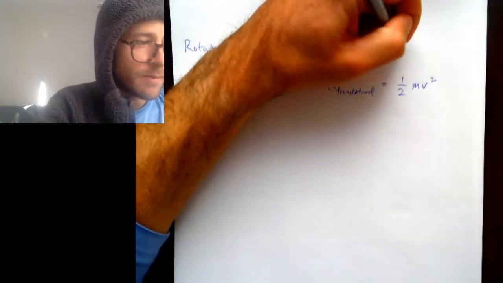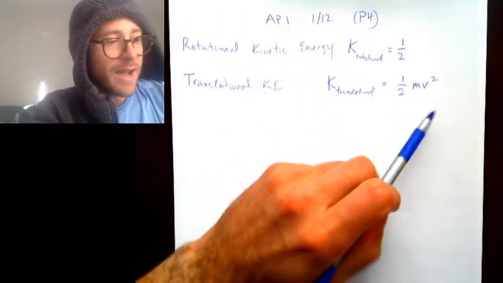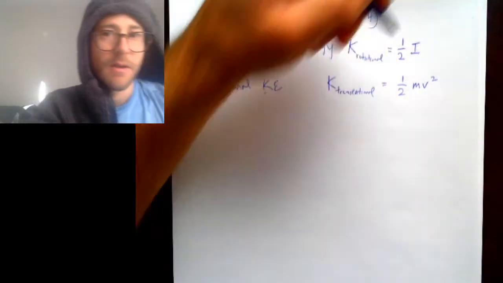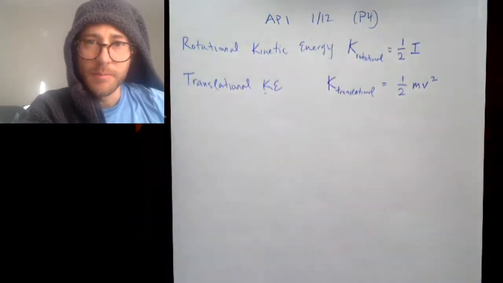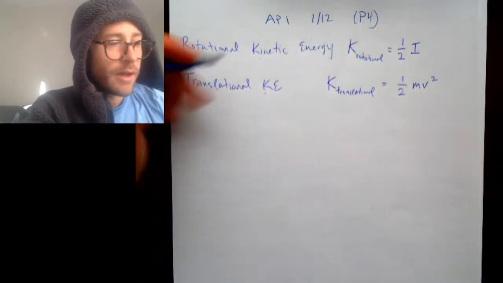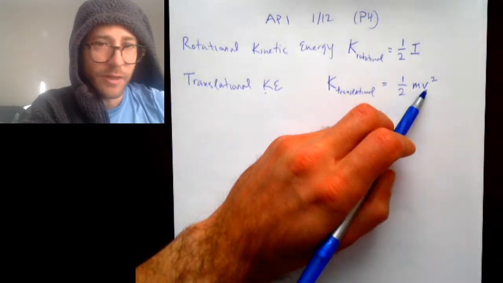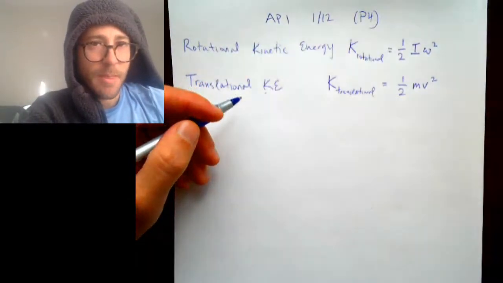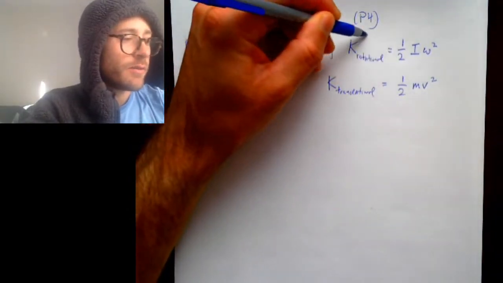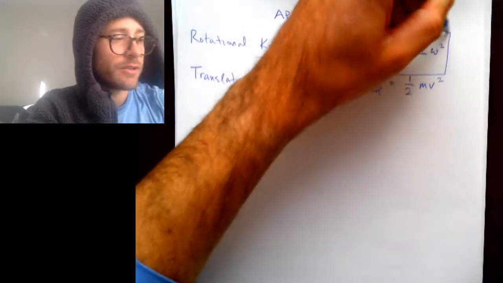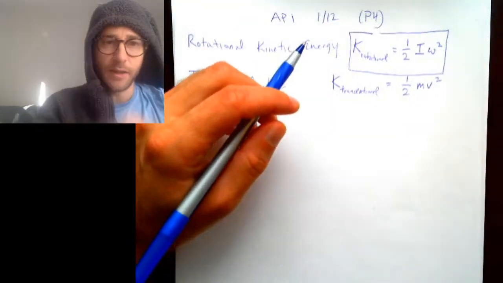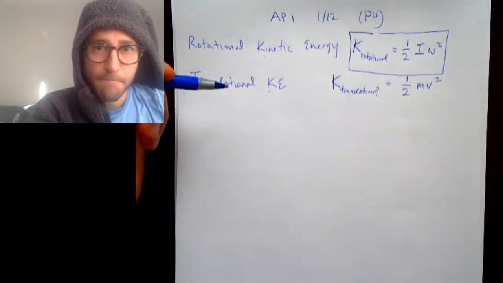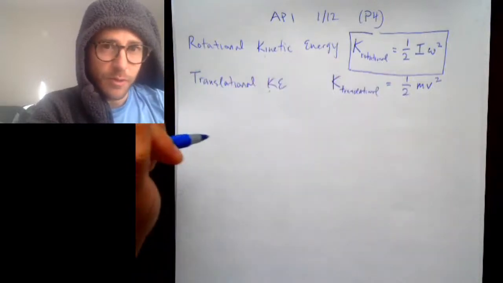So if you recall, what is analogous to mass is inertia, okay? And what is analogous to linear speed is angular speed, which is represented by omega. So this is the formula for rotational kinetic energy. So basically, the faster something is spinning, the more rotational kinetic energy it has. Okay? So that's a new formula for today.